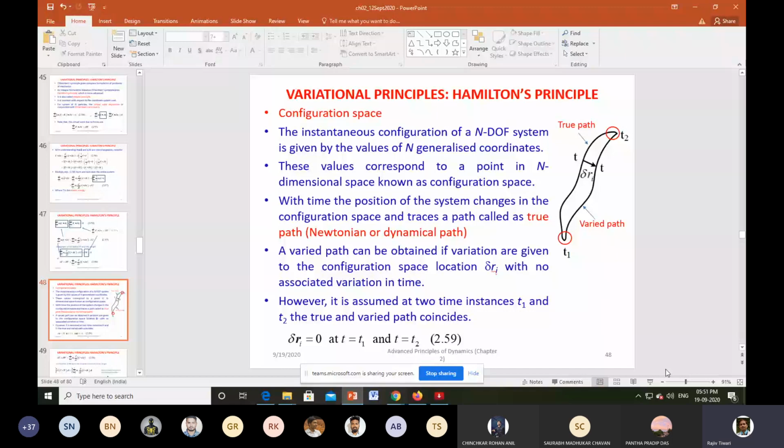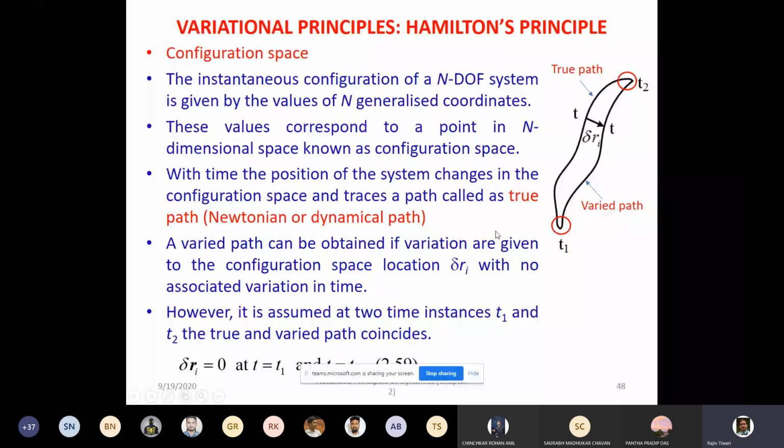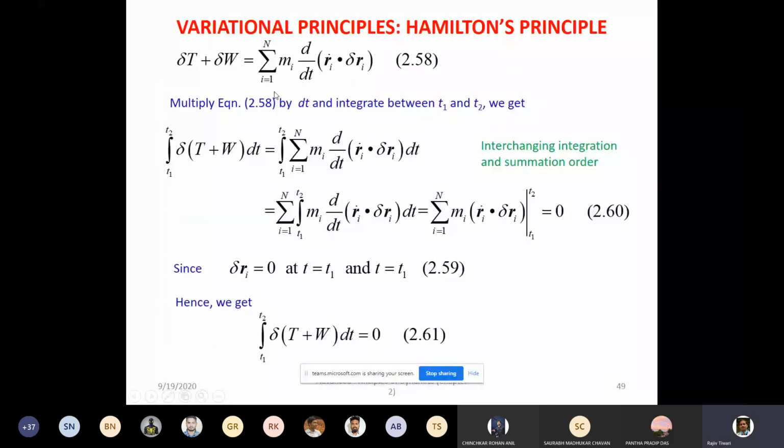Now coming back to the expression which we derived. This was the kinetic energy. This is the variation of the kinetic energy, and the variation of the work is equal to this. We derived this using the virtual work principle. Now what we are doing is integrating this equation between time t1 and t2, so I'm integrating from time t1 to t2, with respect to dt. Then this also I'm integrating with respect to time.